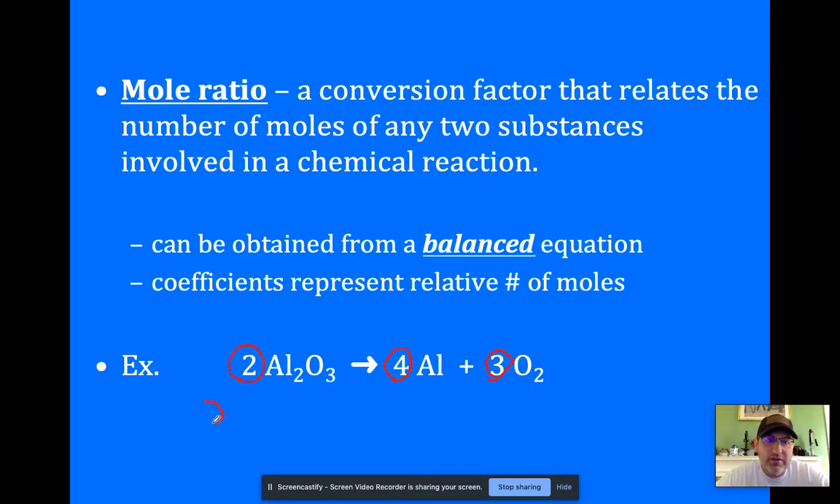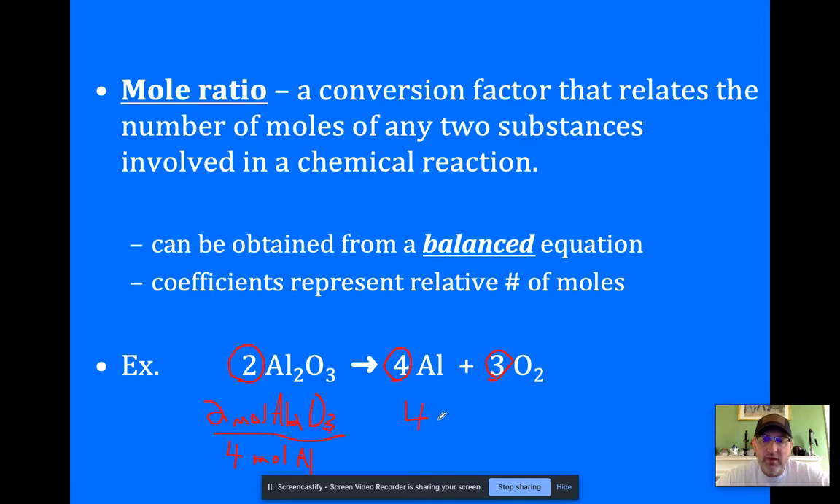If we're looking at a ratio, for every 2 moles of Al2O3 that you have, well, that's a bad straight line, sorry, you get 4 moles of Al. Okay. So that's a ratio that reflects the amounts of Al2O3 to Al. You could do Al to Al2O3. You could have for 4 moles of Al, you get 2 moles of Al2O3. You can do both products.